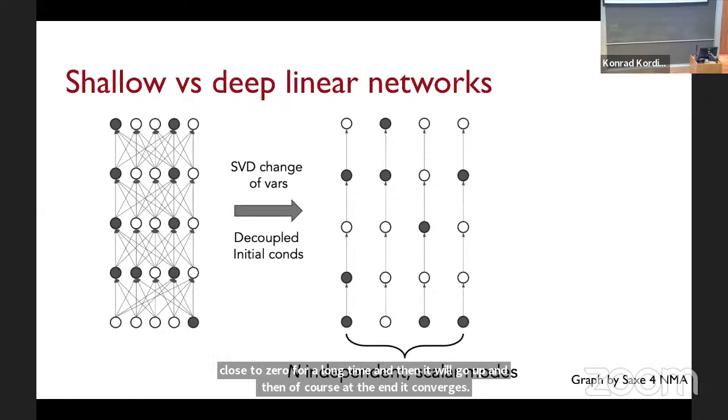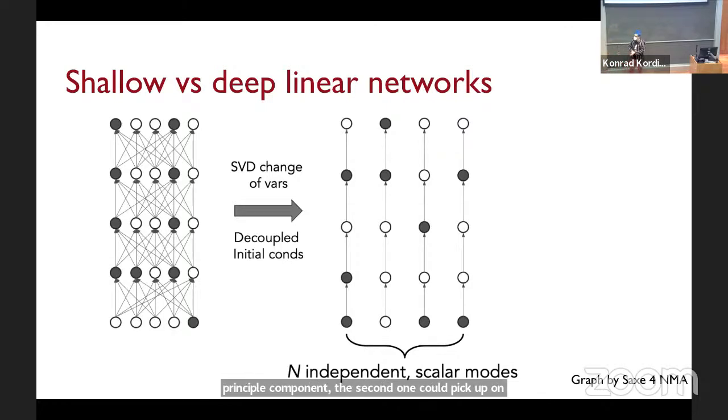Each of these picks up on a different thing. Say, the first dimension could pick up on the first principal component. The second one could pick up on the second principal component or something. So what we have is the first one learns exponentially until it's as good as it can be. At that point in time, it's converged, but the second one might still be very small, very, very weak. It's still in this exponential phase.